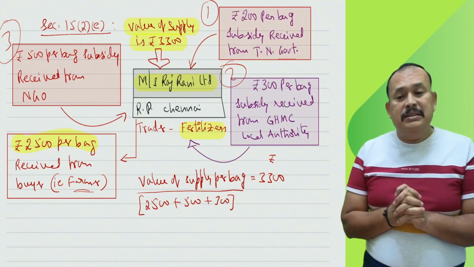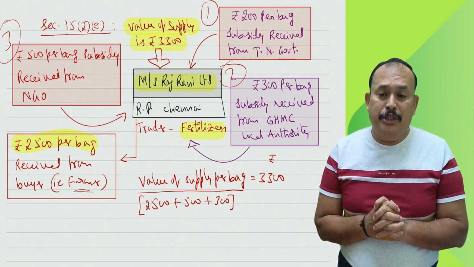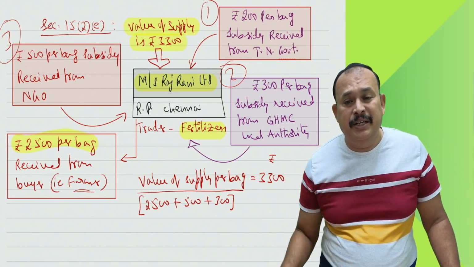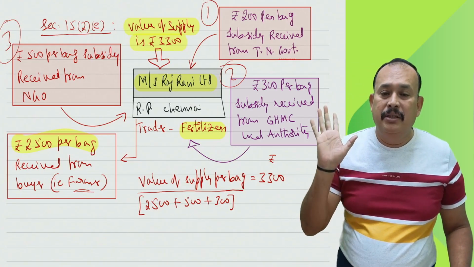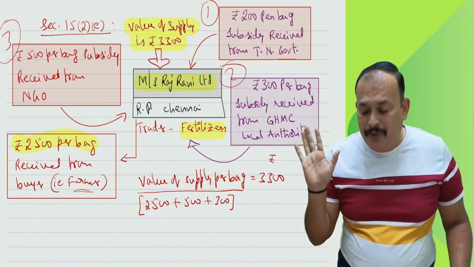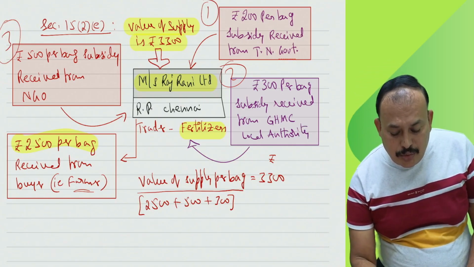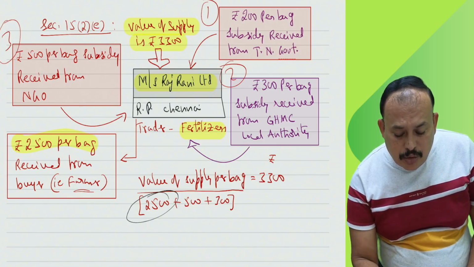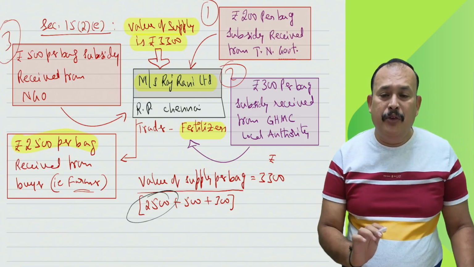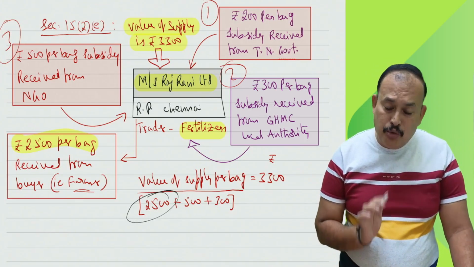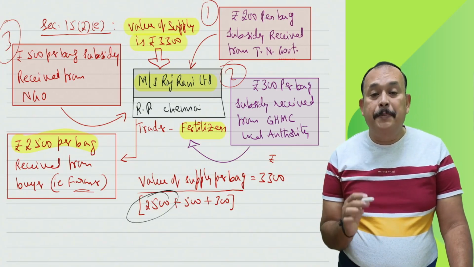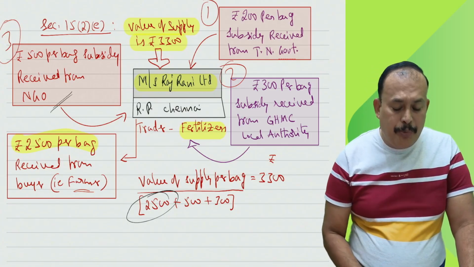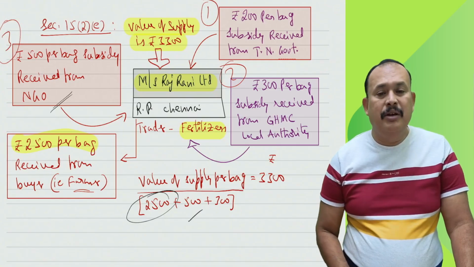Now, the law says, section 15, subsection 2, clause E says: add the value of supply and the following subsidies other than the government. Government subsidy should not be added. So, we take into account rupees 2500. What is the 2500? Goods sold to the buyer, namely the farmer. That is addable. To that, add what? Subsidy from NGO, rupees 500, addable, because it is not a government.